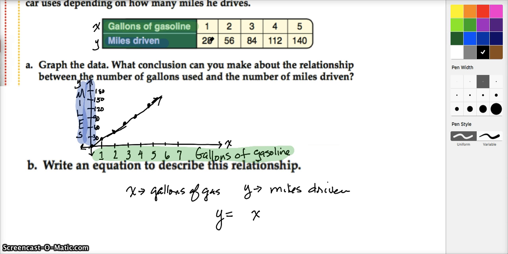If you look, you see that for every 1 gallon of gas, we can do 28 miles. Every 2 gallons of gas, 56. It looks like we have a straight up multiplication relationship. So y is equal to 28 times x.